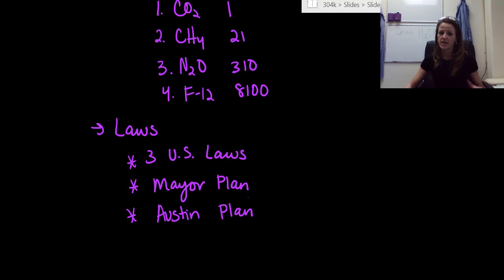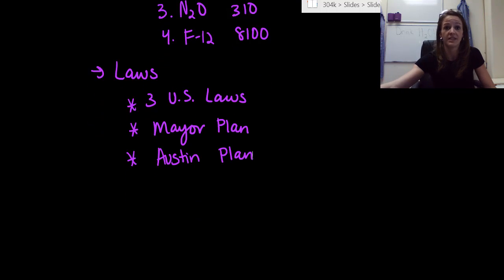You need to know what the U.S. did, how we tried to fix our global climate change issue. We need to know what the mayor's plan was, because that one's awesome, where all these mayors came together from across the United States, and we all worked together to try to reduce our carbon dioxide emissions, which is awesome. And then we also have our Austin plan here. All right, so that has it for our context section.